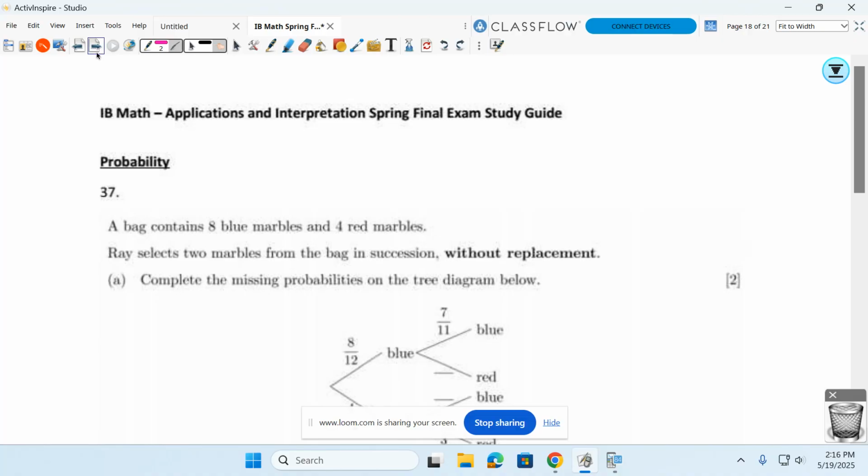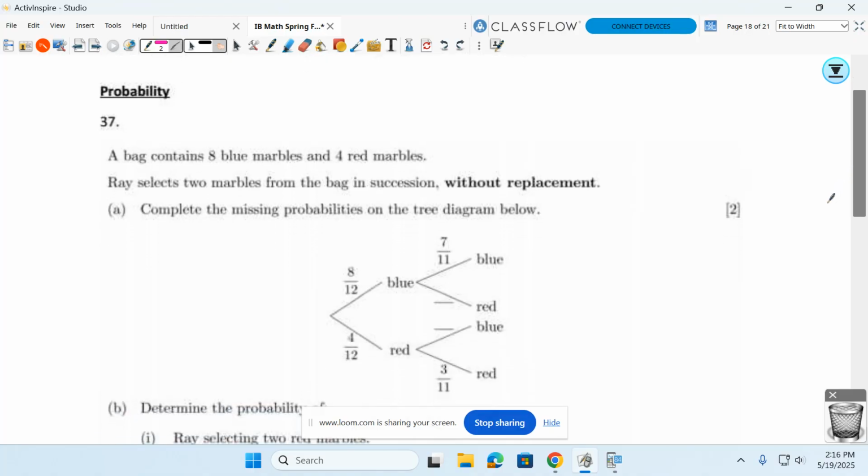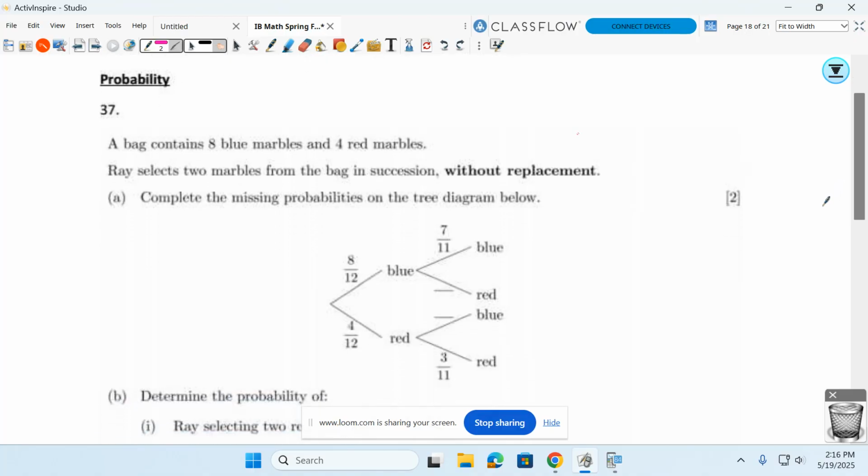A bag contains 8 blue marbles and 4 red marbles. Ray selects 2 marbles from the bag in succession without replacement. Complete the missing probabilities on the tree diagram below.